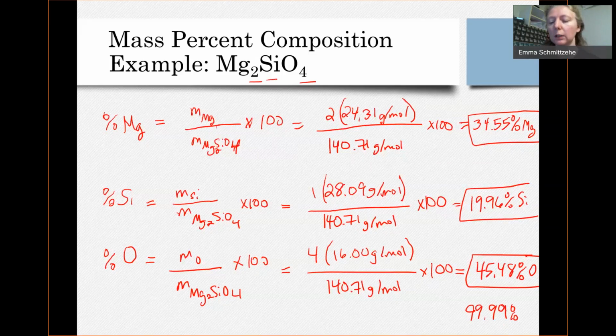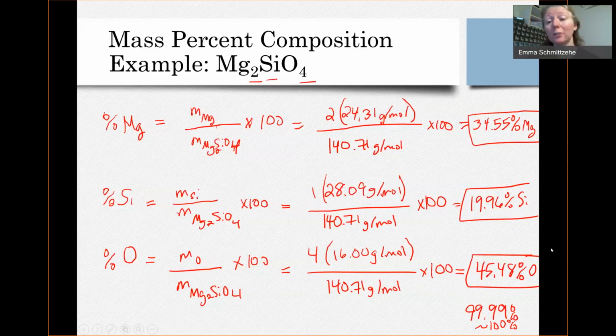It's really close. If I would have rounded a little less throughout my calculations, I would have actually got 100%. But that's pretty close. That's about 100%. That's good enough, okay? If you come up with something like 95% or 80%, something's definitely wrong, okay? It should be 100% or very close when you calculate this percent composition for each element in some compound.